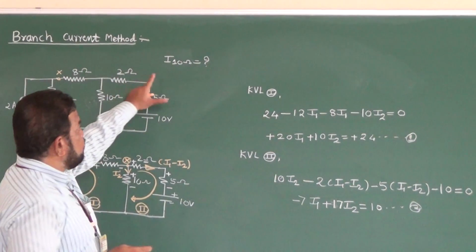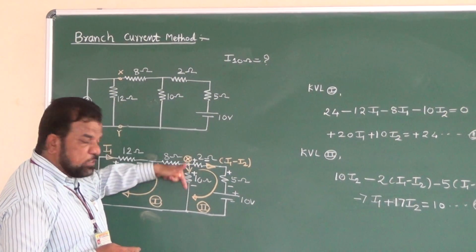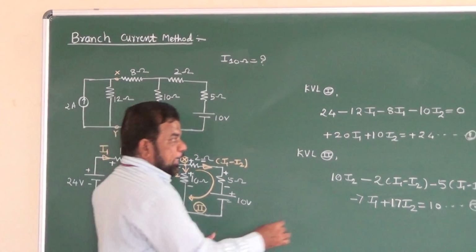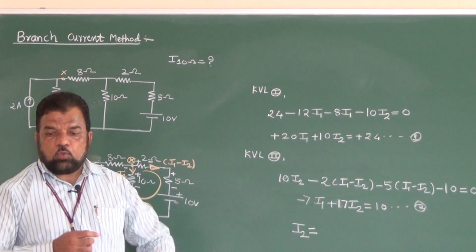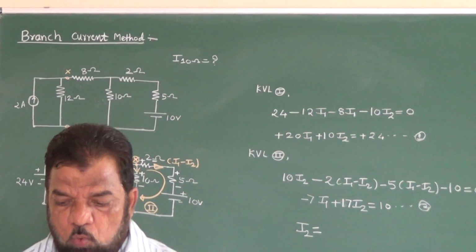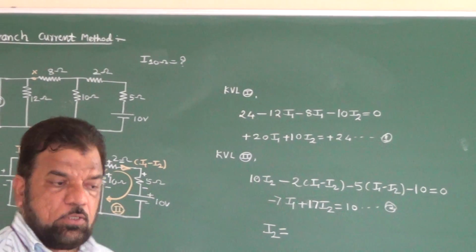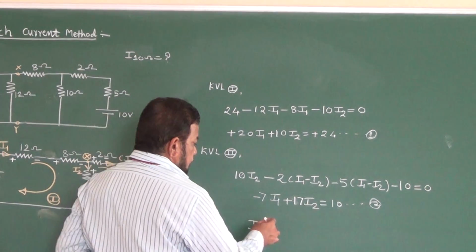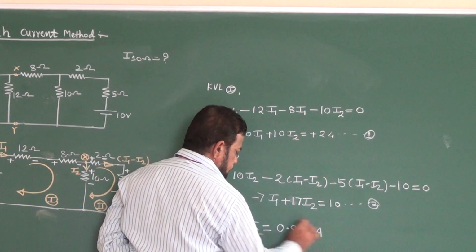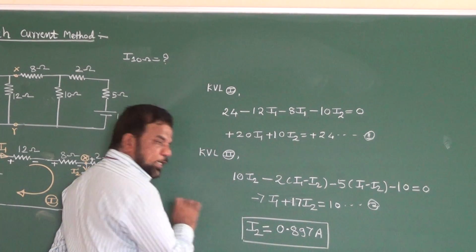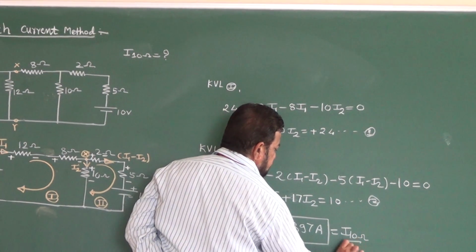Now since my question is to determine current flowing through 10 ohm, and current flowing through 10 ohm is nothing but I2. So ultimately equations 1 and 2 are how to solve for I2. Now to solve these two simultaneous equations, what you can use is the Cramer's rule, or you can use direct calculator. So if I solve these two equations, my final answer comes to be 0.897 ampere. Okay, so this is the value of I2, and this I2 is nothing but your I10 ohm.